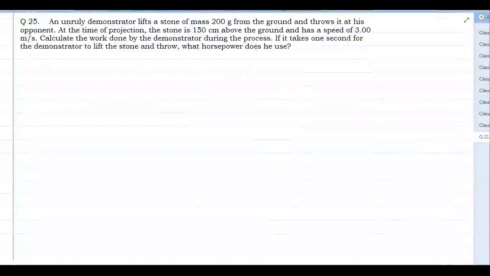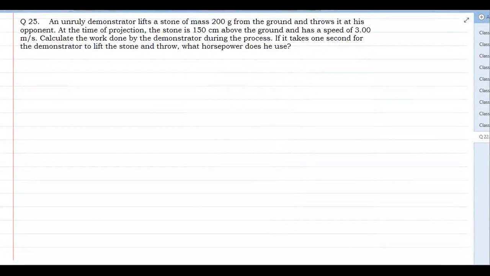An unruly demonstrator lifts a stone of mass 200 gram from the ground. So what is an unruly demonstration?